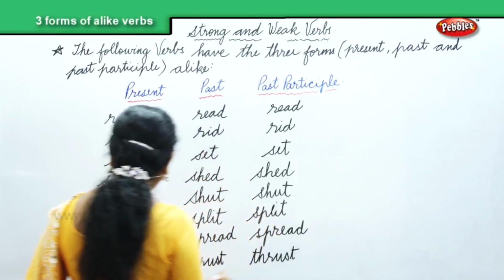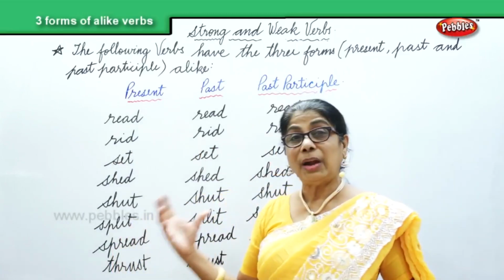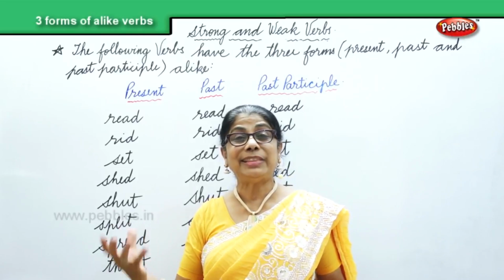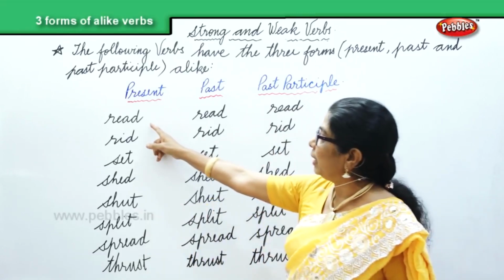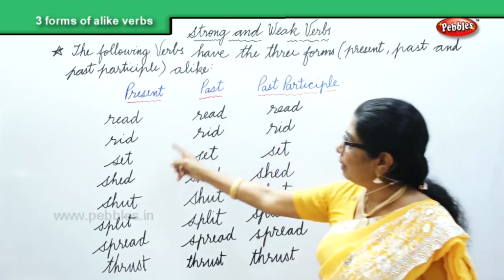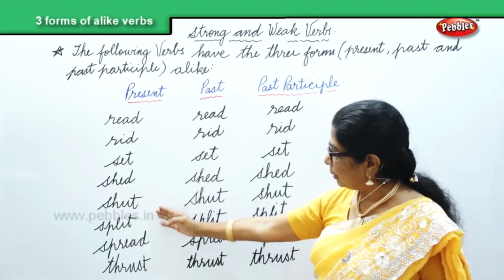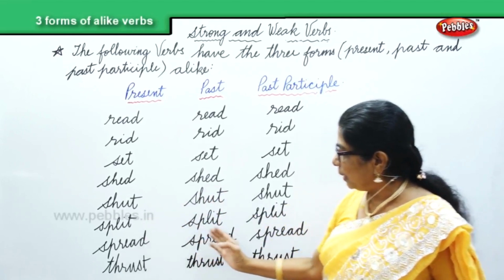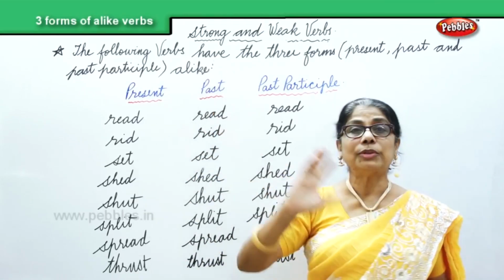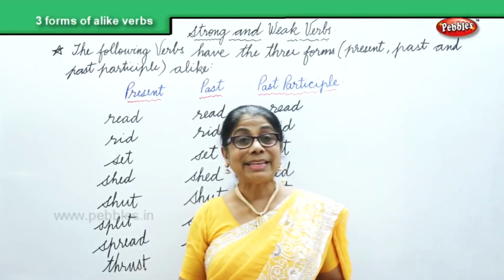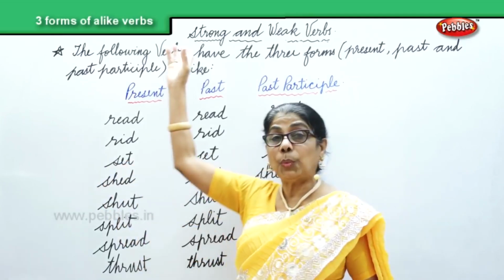Now let's come to the end of the words that are alike in three forms. Now that we have done the words, we must get into usage of these words in sentences to check our memory. So we have read, set, shed, shut, split, spread, and thrust. All the words in the three forms are alike. Now we will use these in sentence form to check, when it comes to the sentence, can we remember the weak and the strong verb?